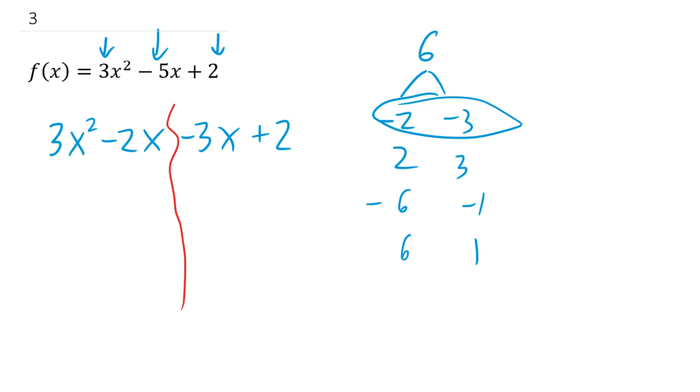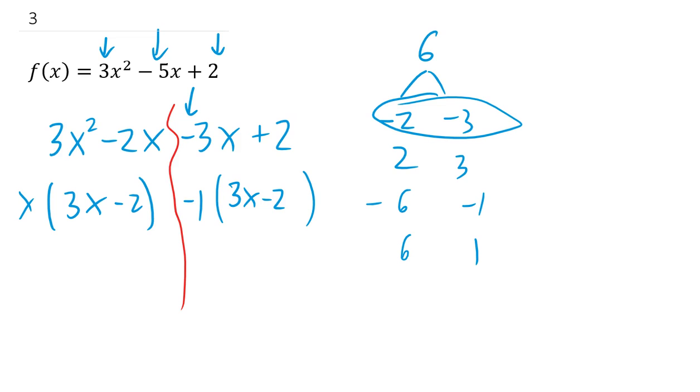Out of the left side, I could factor out an x, and I'm left with 3x minus 2. Out of the right side, I really don't have a GCF, but the fact that it starts with a negative means I'll take out a -1. If I didn't have a GCF at all and it started with a positive, I would take out a +1. But taking out a -1 leaves me with 3x minus 2.